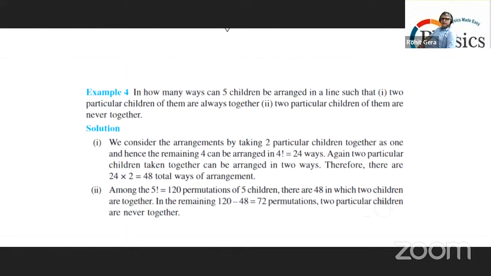And they're never together. So if they are together, then the total number of ways is 5 factorial minus the above quantity.